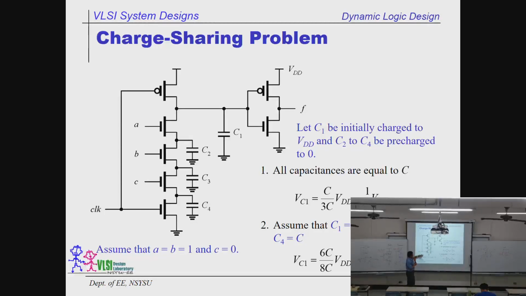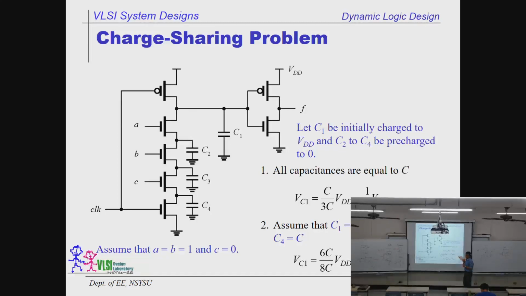So if we do the pre-charge, let's assume C1 is initially pre-charged to VDD. In the pre-charge phase, when the clock is 0, this is off and the other one is on. C1 will be charged to VDD, and C2 and C4 are pre-charged to ground. Let's assume all the capacitors are equal to C, the same size. So the VC1 over there will be what? 3C over C. Then it will become only 1/3 of the VDD.